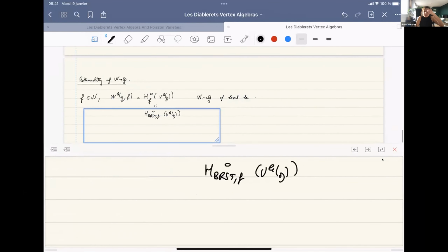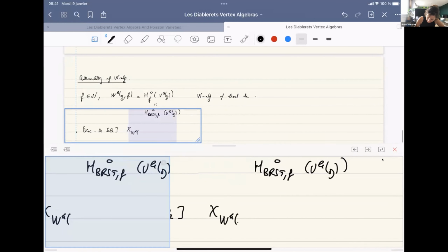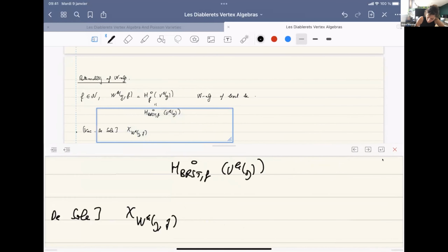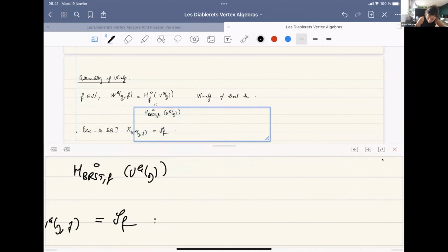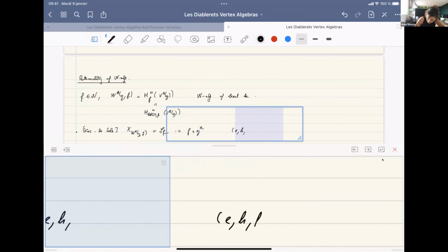And this is well known to have a vertex algebra structure coming from this BRST reduction. And moreover, by a result of Kac and De Sole, we know that the associated variety of the universal W-algebra is a Slodowy slice associated with an sl2 triple containing f. So this is f plus the centralizer of e, where this is an sl2 triple.